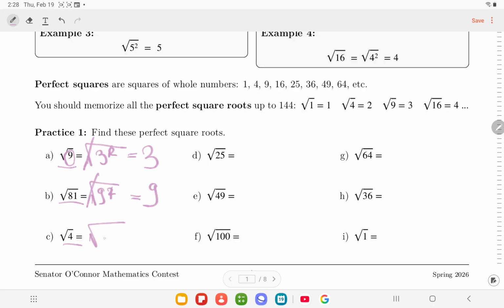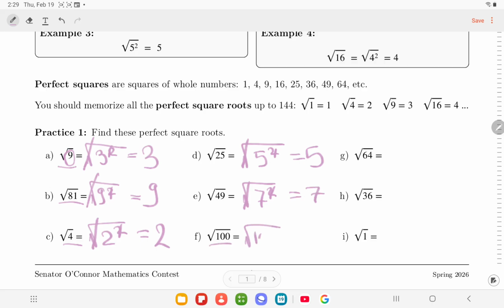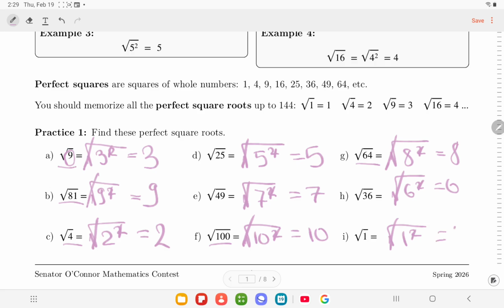4 is equal to 2 squared, and so they cancel, and we end up with 2. 25 is 5 squared, end up with 5. 49 is 7 squared, we end up with 7. And 100 is 10 squared, so we end up with 10. 64 is 8 squared, 8. 36 is 6 squared, we end up with 6. And 1 is always equal to 1 squared, so we just end up with 1.